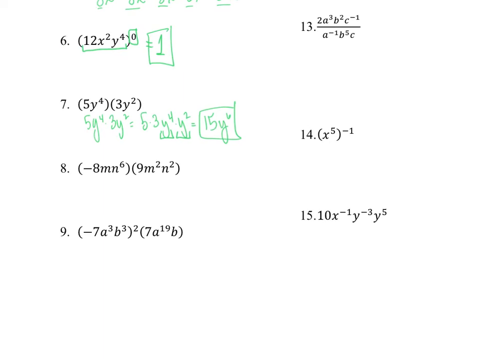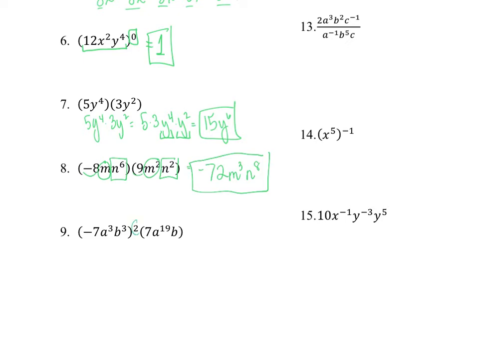And we're going to do the same thing on number 8. So really the -8 and -9 can multiply to make -72. Then we have one m here and two m's here, so that's a total of 3 m's being multiplied. And then we have n to the 6th and n squared, so that's a total of n to the 8th if you were to write them all out.